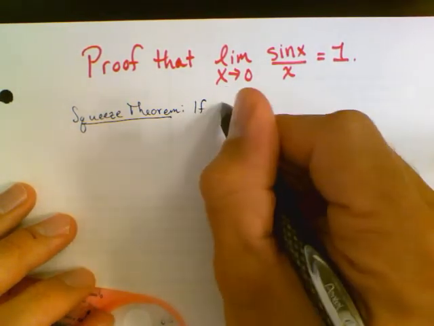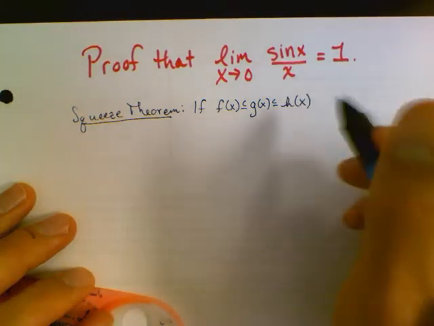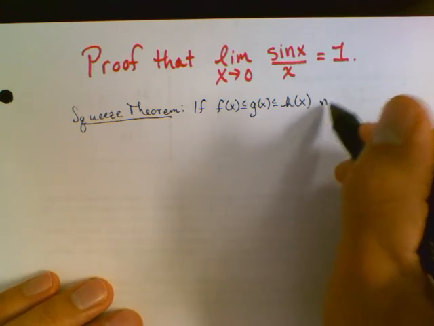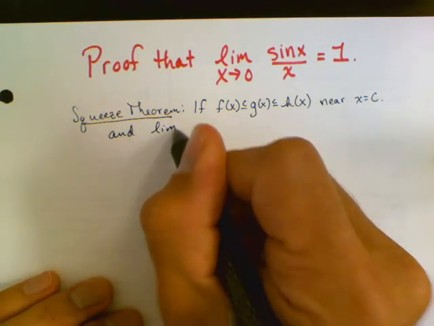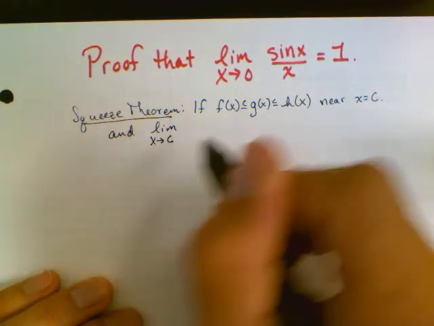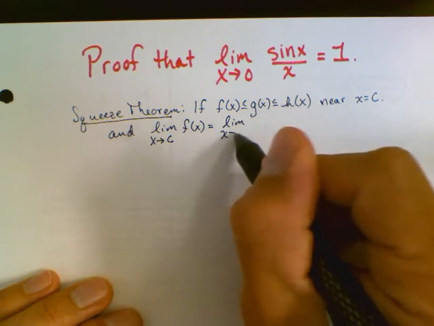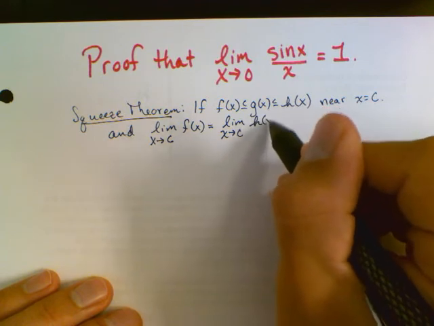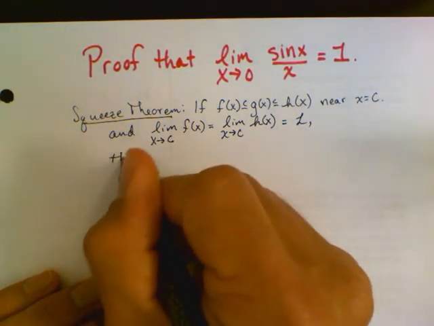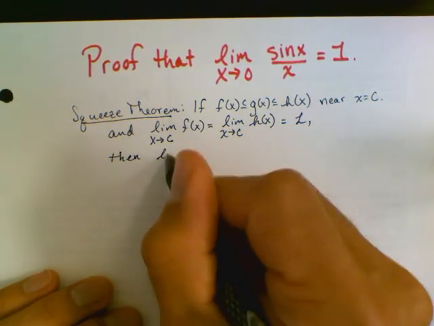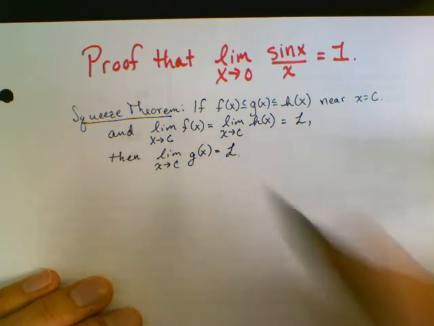And it basically just says if f of x is less than or equal to g of x, less than or equal to h of x, around a certain value, let's just say near x equals c, and the limit as x approaches c of f of x equals the limit as x approaches c of h of x, and let's say that both of them equal some letter L, then that implies that the limit as x approaches c of g of x equals that same number, that same limit.